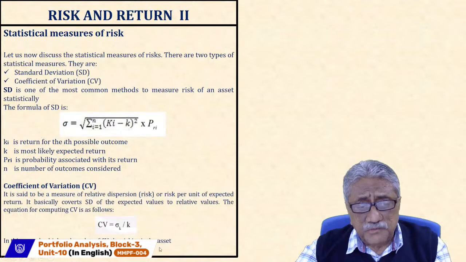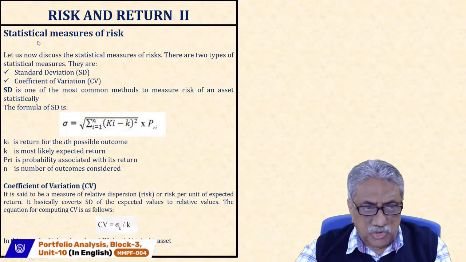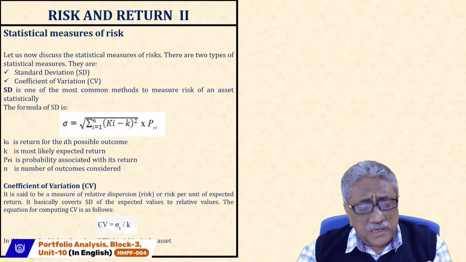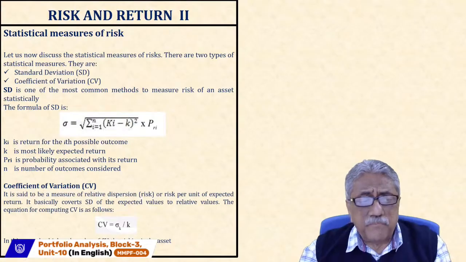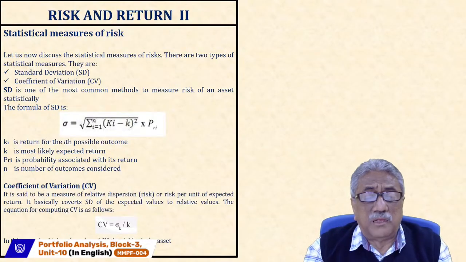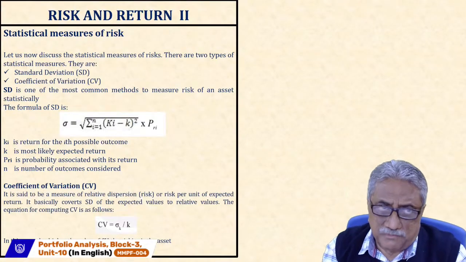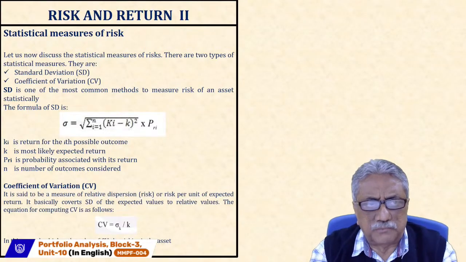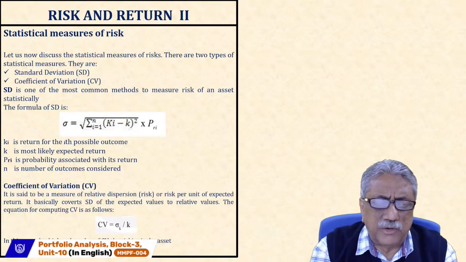If I put in this formula, this is the standard deviation divided by K, which is the most likely expected return. If it is high, that means its deviation is very high, the coefficient is very high, that means it's a riskier asset. So in this slide we have learned two things.